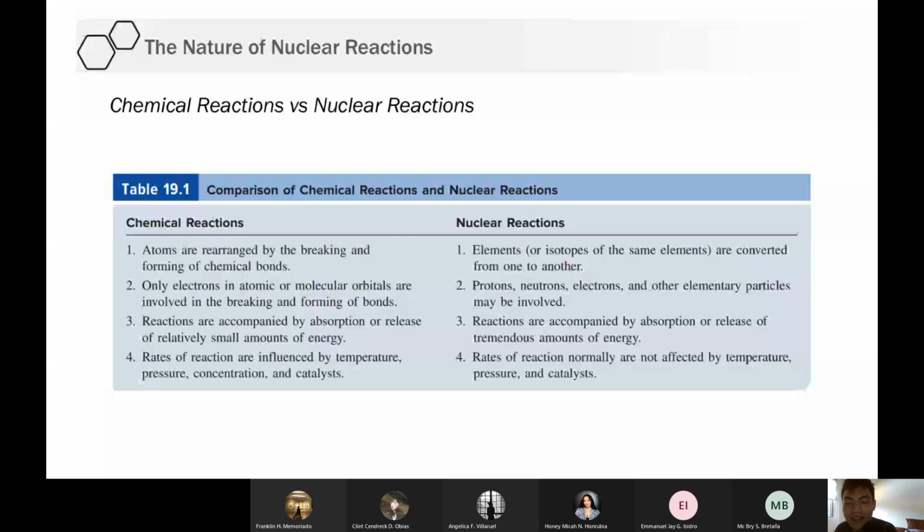Pero how come kaya na nagka-carbon? How come na nagka-iron? How come na nagkaroon tayo ng gold? How come na nagkaroon ng bromine? Okay? Paano kaya nagkaroon ng mga ganun? So, sagot doon, nuclear reaction.